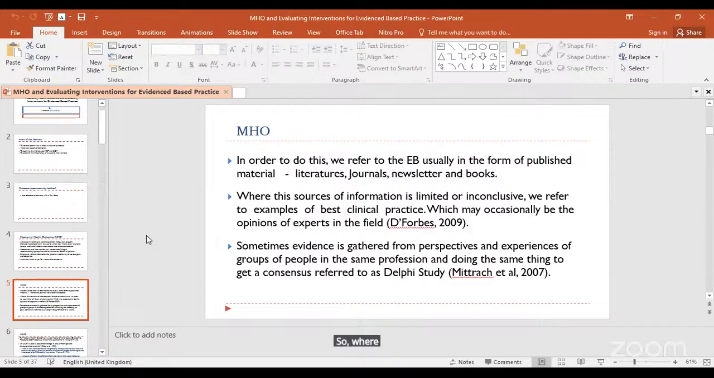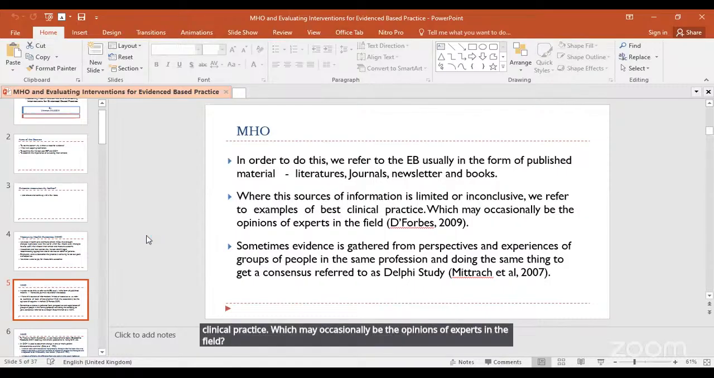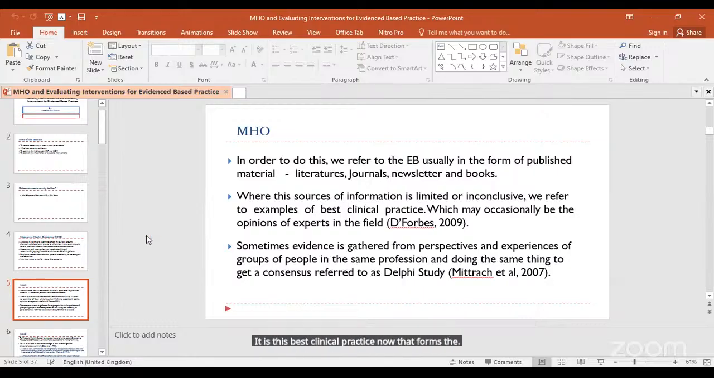So where this source of information is limited or inconclusive, when we are investigating a particular case, we refer to examples of best clinical practice, which may occasionally be the opinions of experts in the field. It is this best clinical practice now that forms the highest border, the top of the pyramid of evidence-based practice. In years past, it was not so. Everything was assumed to be, yeah, this is what I found from literature and this is golden. But best clinical practice now forms clinical practice guidelines that form the top border of evidence-based practice. But then we are going to have a problem again in the context of our country, because our practice isn't standardized, it's difficult to get best clinical practice evidence.